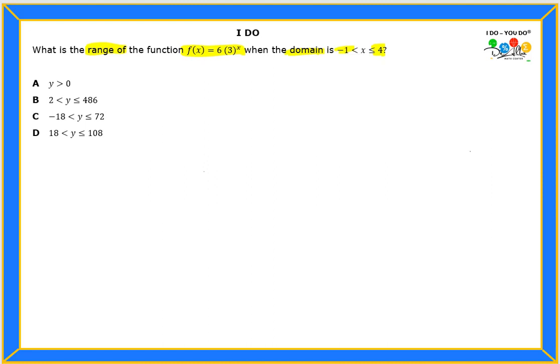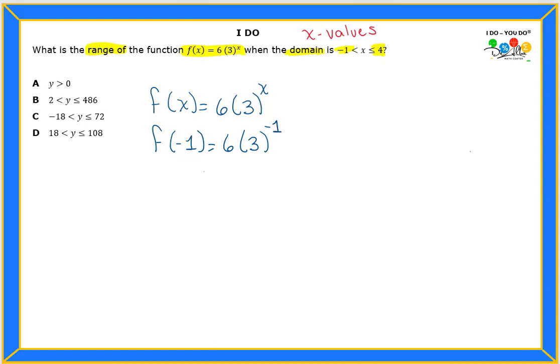Now remember, domain has to do with x. This is my x values. So when I write my function, we're going to replace x with the values that are given to us. The first value, which is the lowest value, is -1. Therefore, I'm going to look for f of -1, and that means I will replace x with -1.